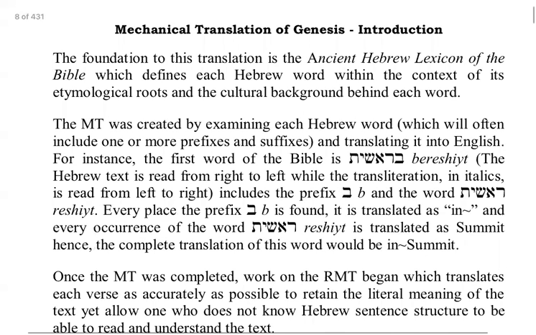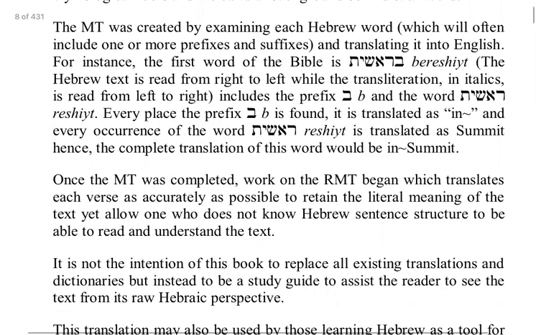The foundation to this translation is the ancient Hebrew lexicon of the Bible, which defines each Hebrew word within the context of its etymological roots and the cultural background behind each word. Okay, all of this is under mechanical translations of Genesis introduction. And carrying on, the MT was created by examining each Hebrew word, which will often include one or more prefixes and suffixes, and translating it into English, for instance.